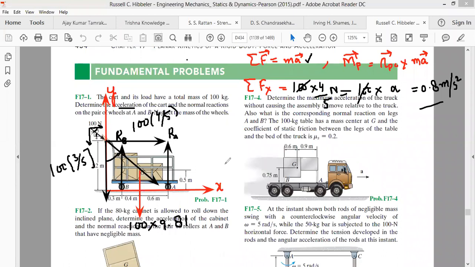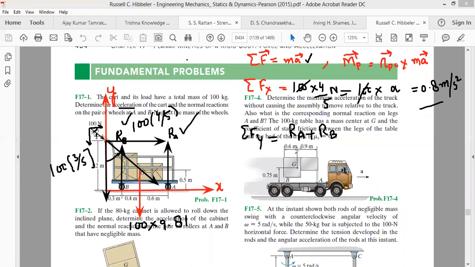So let's write the summation of all the forces along the y-axis. When we write summing up all the force equations along the x-axis and y-axis, we have RB acting along the positive y-axis. We write this as RB. RA is also acting along the positive y-axis. We write RA plus RB.